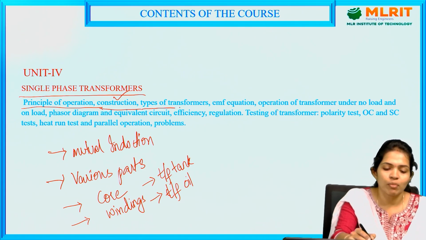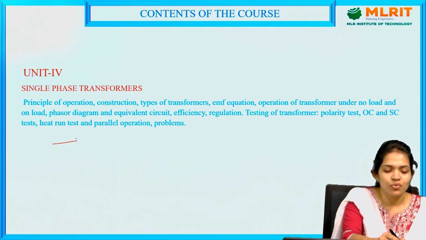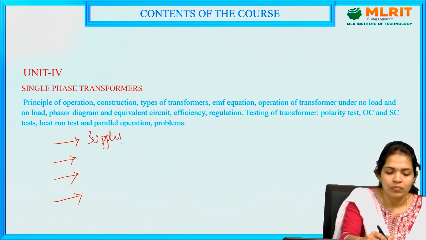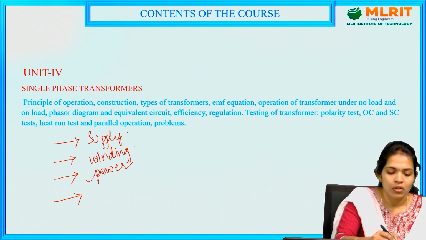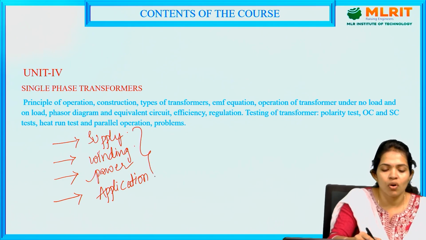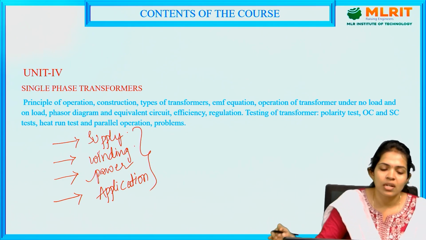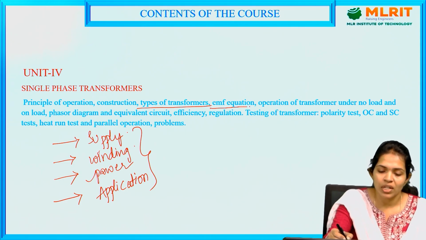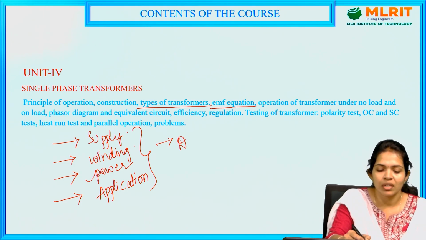Then we'll be studying the types of transformers. We divide the classification of transformers based on the supply, based on the windings, based on the power, and based on the application. So what are the various types of transformers based on all these categories will be discussed clearly under the topic of types of transformers. Then coming to the EMF equation of the transformer, we are going to derive the EMF equation of the transformer.